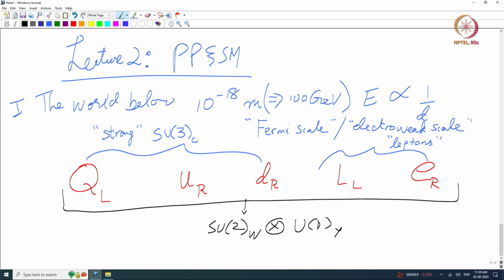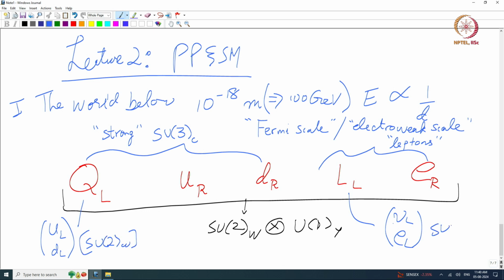Further, not all of these are actually charged under that SU2. Only the ones that I wrote in capital letters. So, only the QL, which can be further written down as a doublet, and the LL field, which also can be written down as a doublet. Only these are actually charged under the weak SU2.